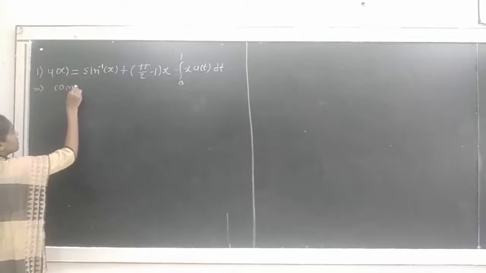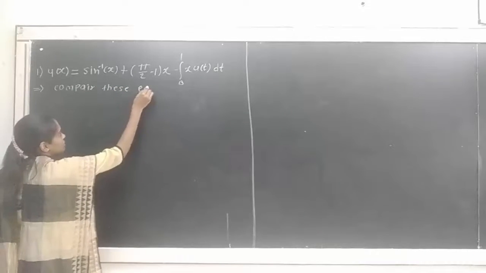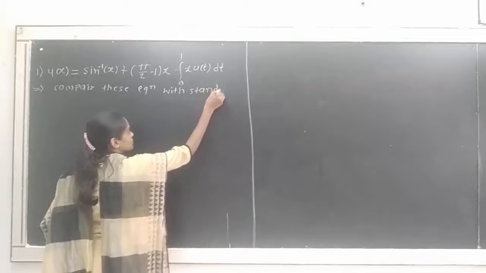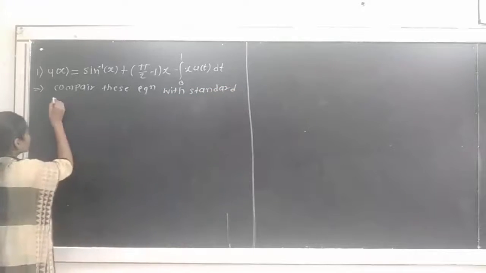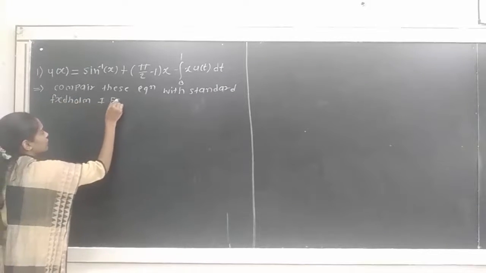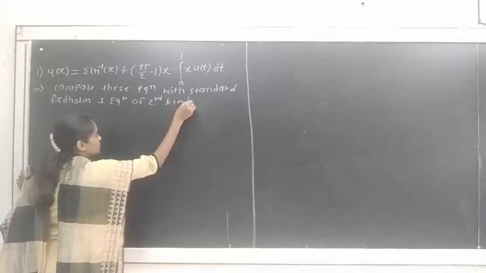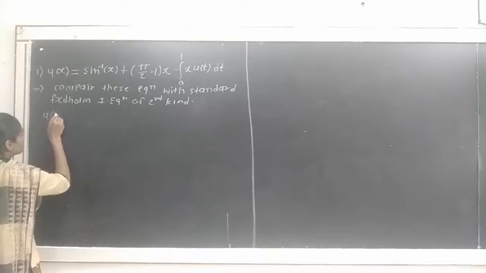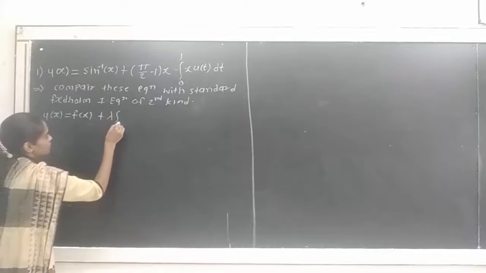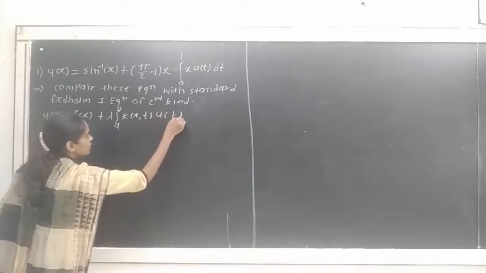First we compare this given equation with the standard Fredholm integral equation of second kind. We know the standard equation, which is u of x is equal to f of x plus lambda integration from a to b k of xt into u of t dt.